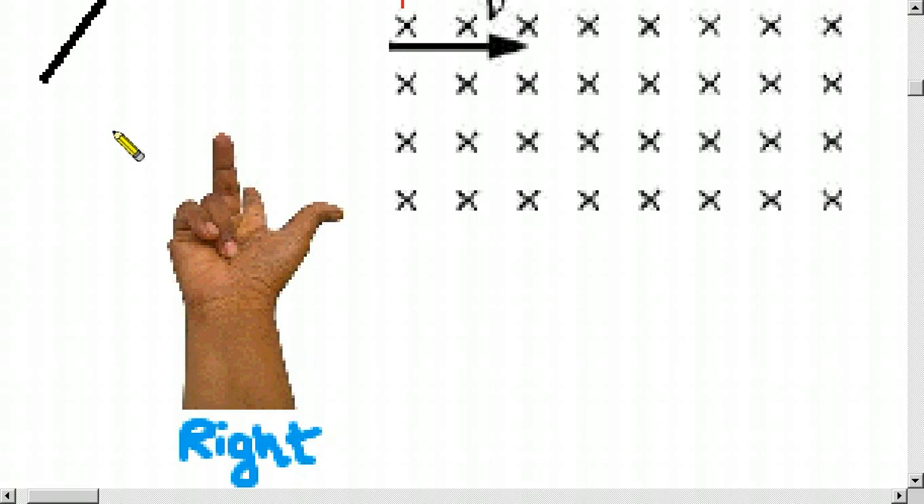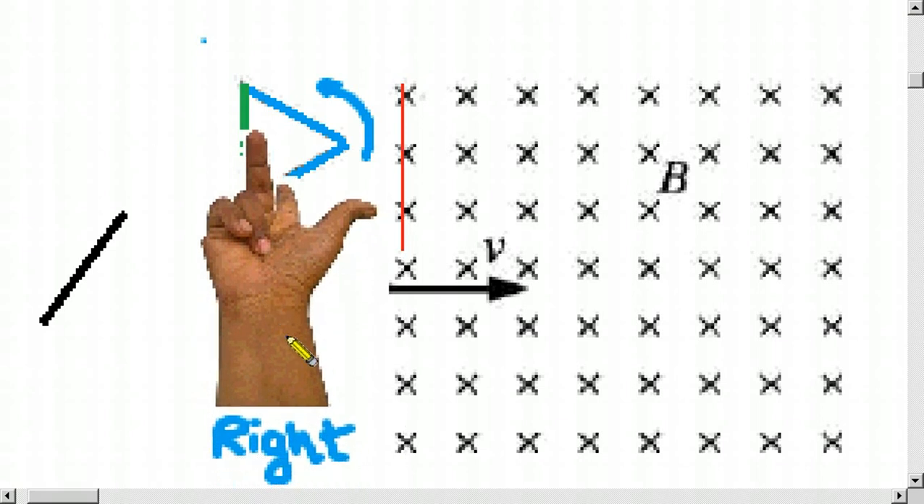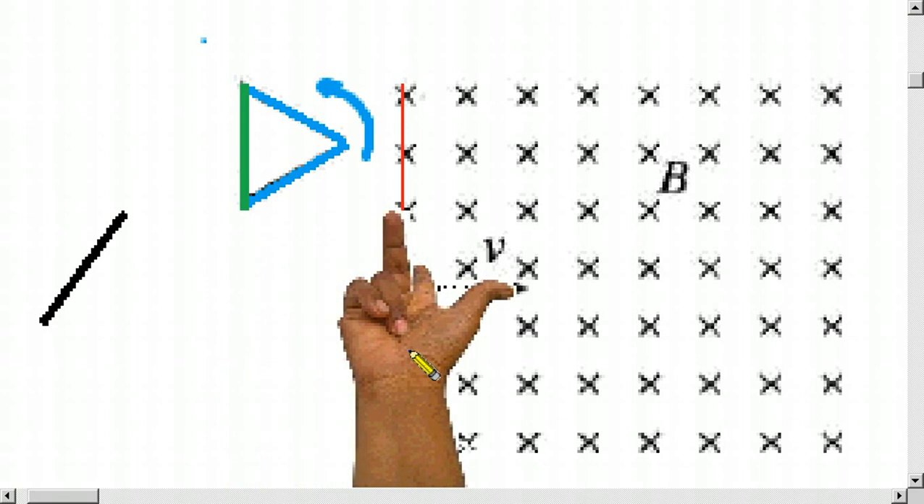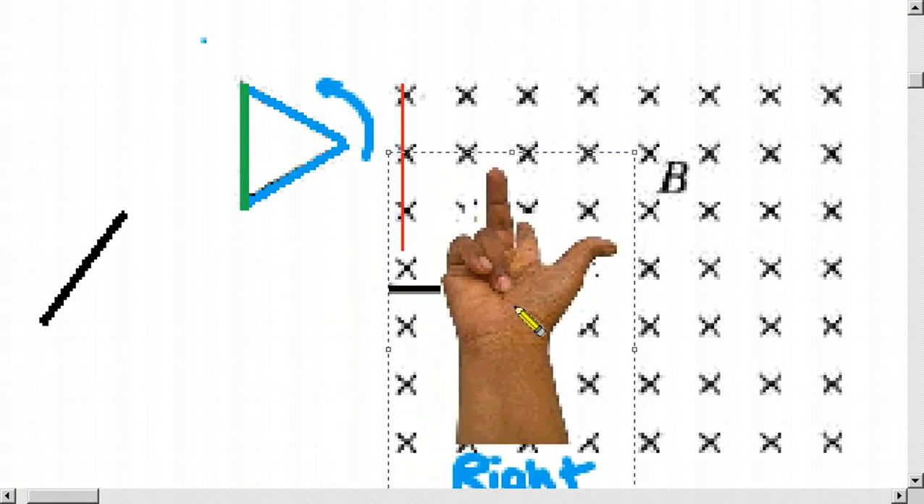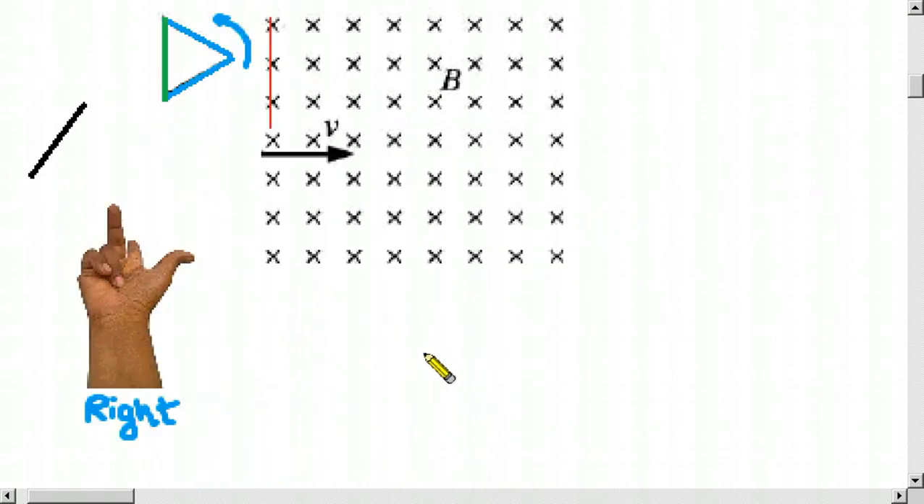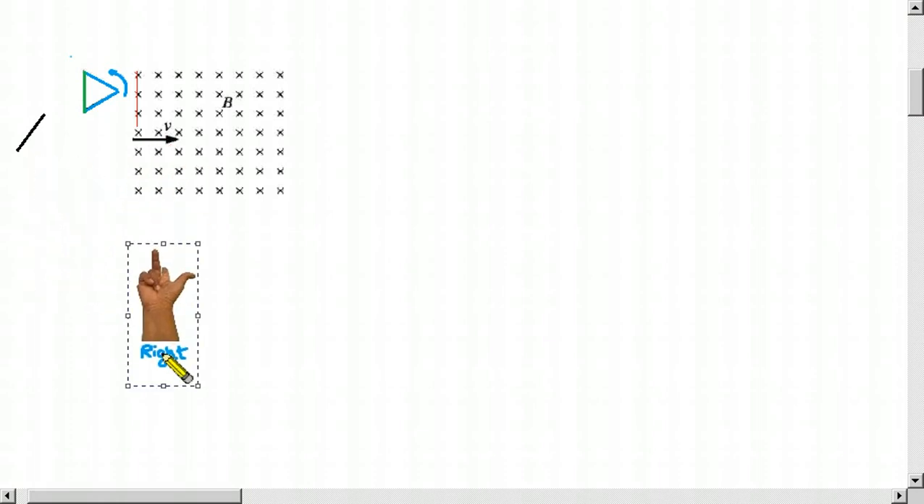Right hand. So take your right hand and place like this. You have to first direct your index finger to the direction of the magnetic field that is given into the paper. So you have to direct your index finger like this. So you can see the index finger is this one, the center finger is this one, and this one is the thumb.